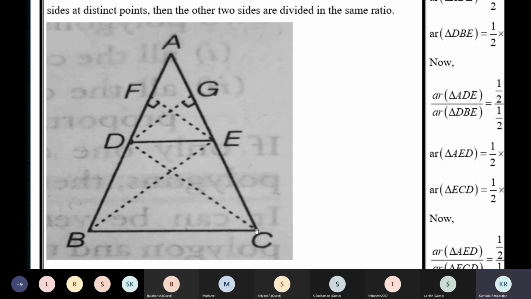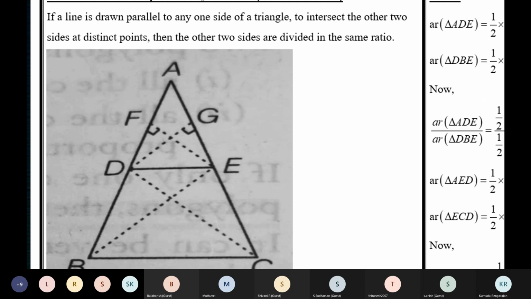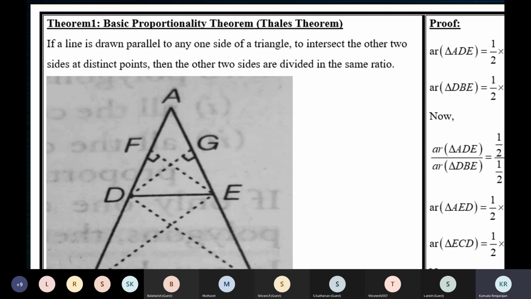So given triangle ABC in which DE is parallel to BC, if this is given to you, a triangle and a set of parallel lines, then the result that follows is AD by DB will be equal to AE by EC. That's the result. If in this triangle ABC, DE is parallel to BC, if this information is given to you, then the result is AD by DB is equal to AE by EC. Try to memorize the statement.